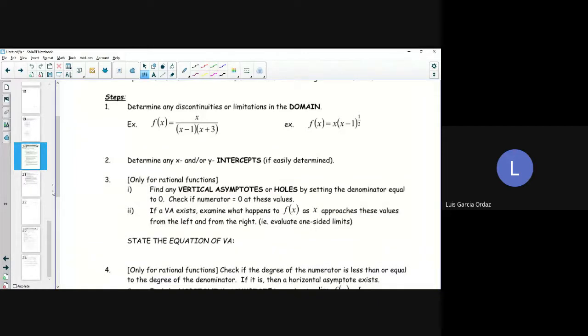So for example, my vertical asymptotes in this one are x equals 1 and x equals -3. Okay, so what would my domain be for my rational function in the first example? What would my domain be? x is an element of the real numbers such that x cannot equal 1 and x cannot equal -3.